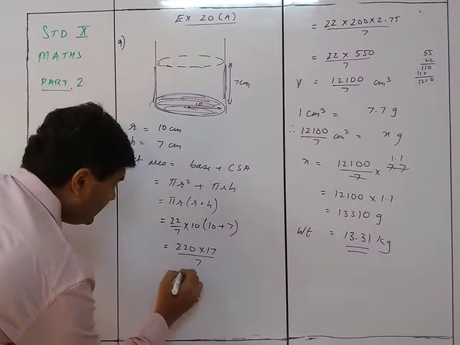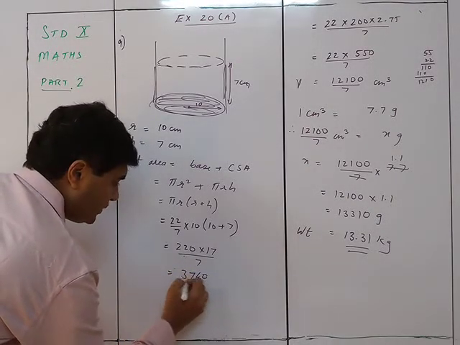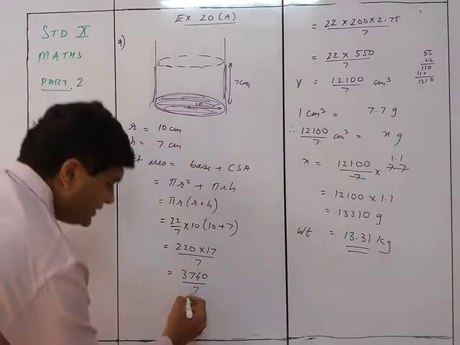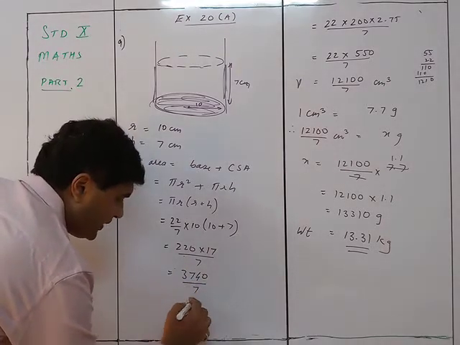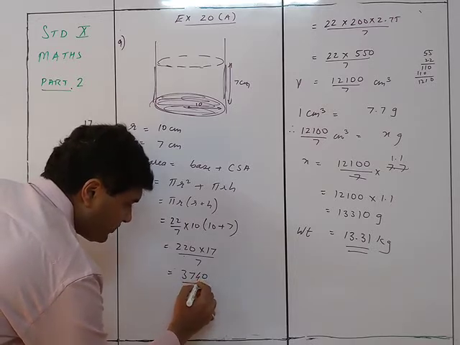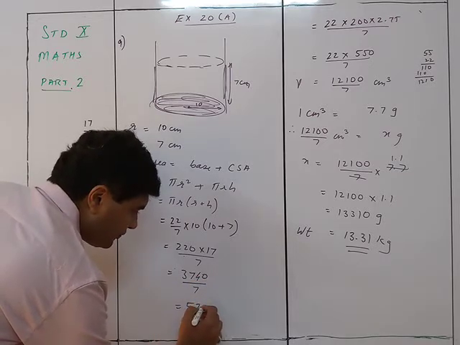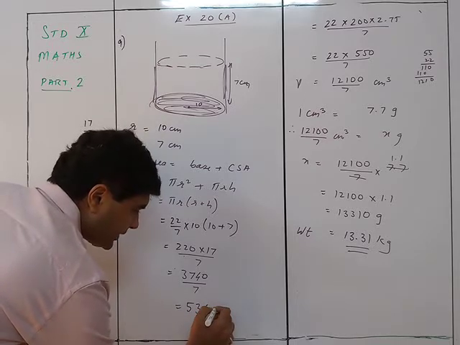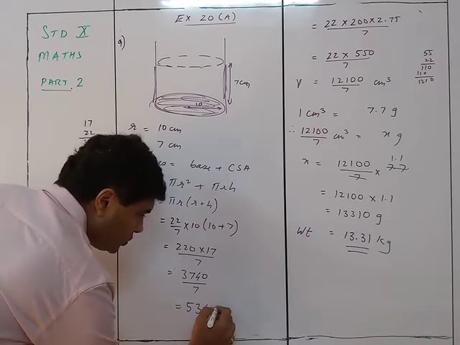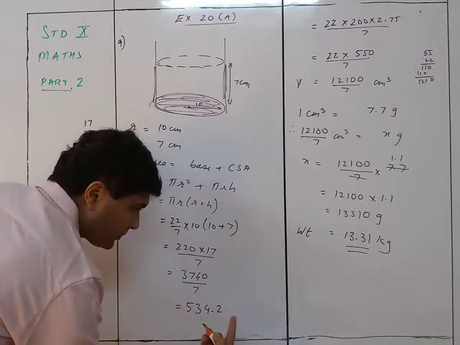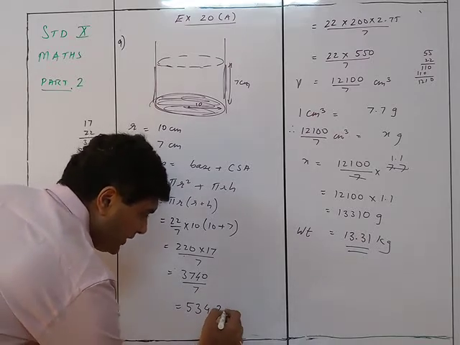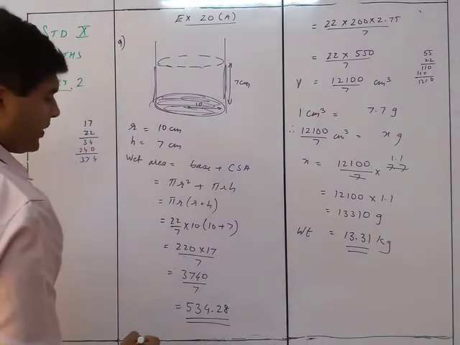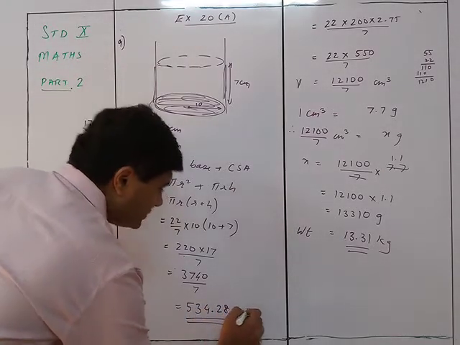So that gives me 3740 upon 7. So when I divide it by 7, 7 5s are 35, and so on. So this is the approximate answer, 534.28 centimeter square.